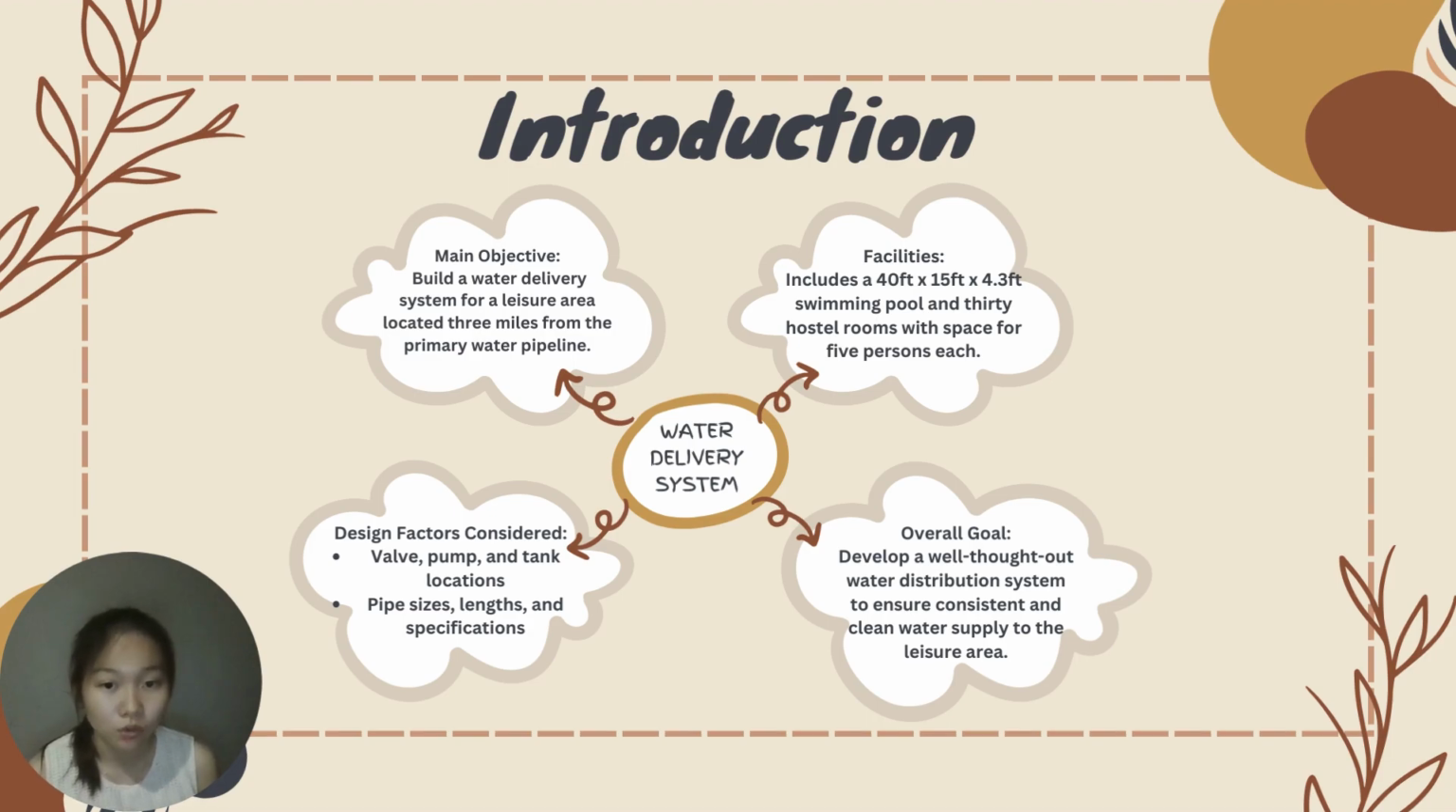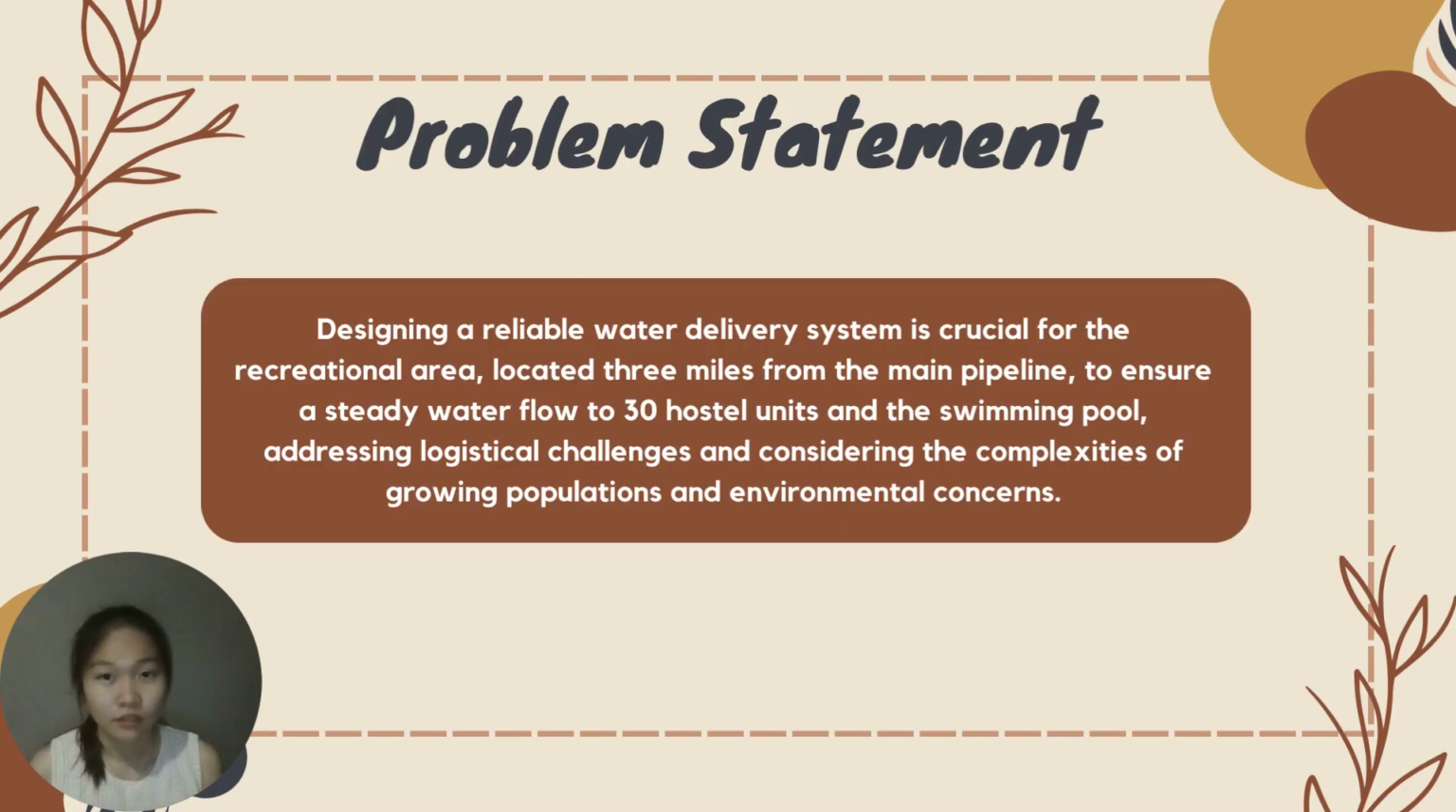Then, the overall goal is to develop a well thought out water distribution system to ensure consistent and clean water supply to the leisure area. Then the problem statement: designing a reliable water delivery system is crucial for the recreational area located 3 miles from the main pipeline, to ensure a steady water flow to 30 hostel units and the swimming pool, addressing logistical challenges and considering the complexities of growing populations and environmental concerns.